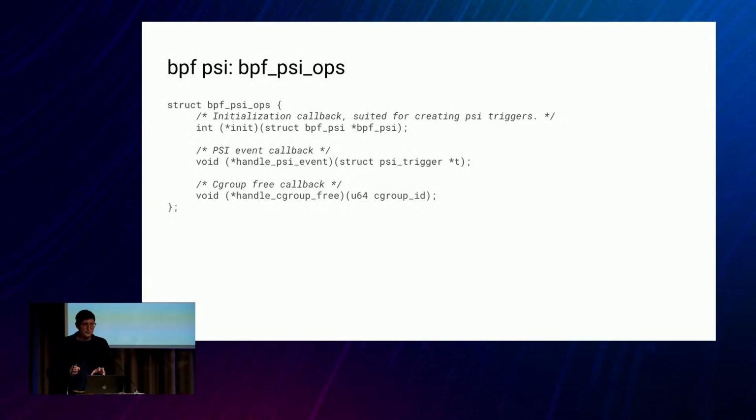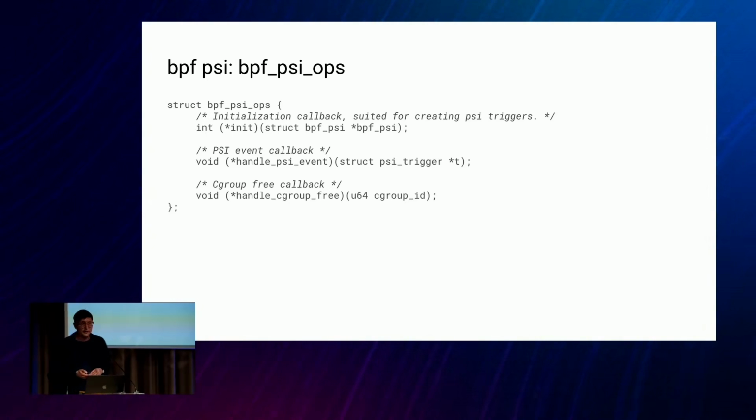Okay, so both parts are now implemented as BPF struct ops, which is the most generic and powerful way to implement complex things in BPF, and sched_ext is also implemented using struct ops. So BPF PSI has, as of now, only three simple callbacks. The first callback is called init. It's just called every time the struct ops is loaded into the kernel.